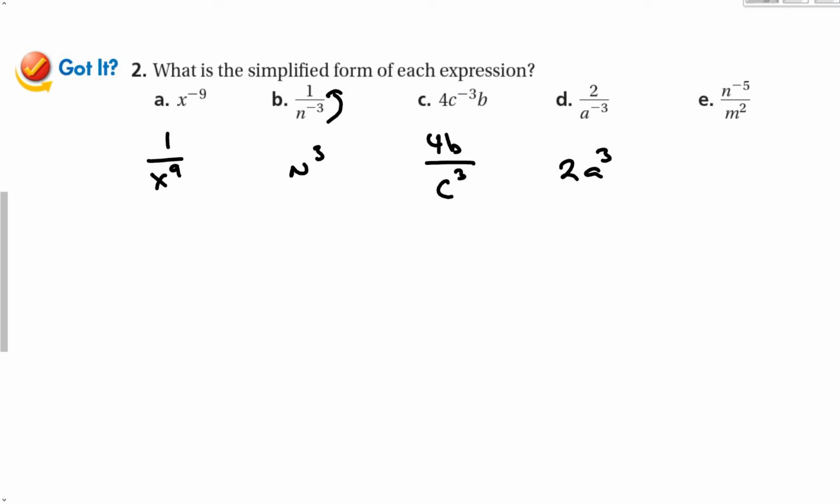And in part E, n to the negative fifth goes down to the bottom. So on the bottom we have m squared, n to the fifth. If there's nothing left over on the top, we need a 1. Okay, don't put a 0. That means something different. That just means 0. Okay, if everything moves to the denominator of a fraction, there's a 1 left over on the top. Okay.